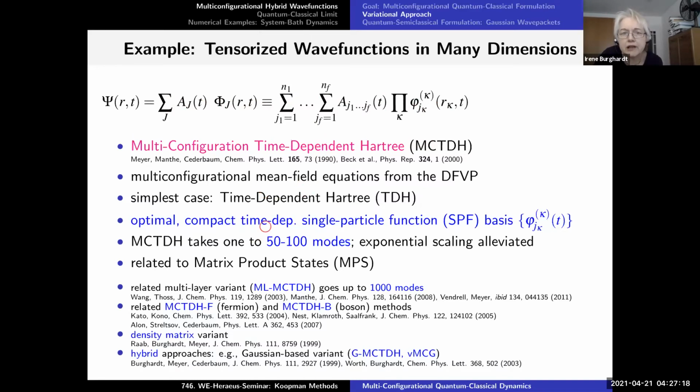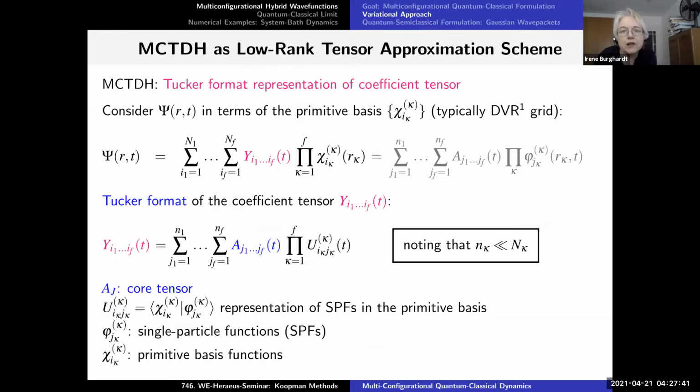Actually, this is also related to so-called matrix product states that are more used in physics. Now, the idea here is that we have as variational parameters these coefficients, and then these time-dependent so-called single particle functions that live in the individual subspaces. And by using the Dirac-Frenkel variational principle, we're going to get equations for these quantities.